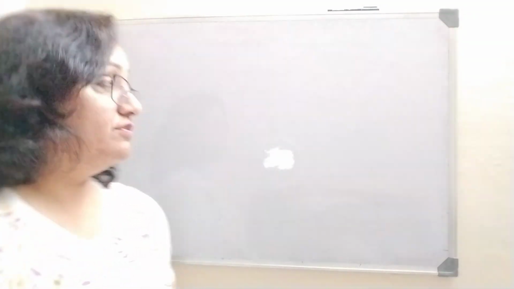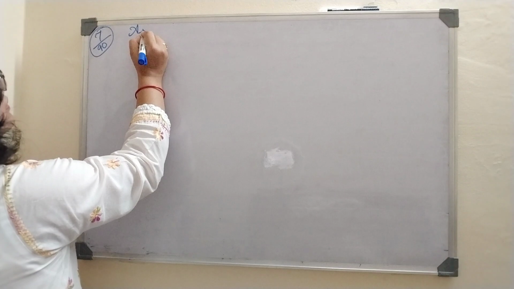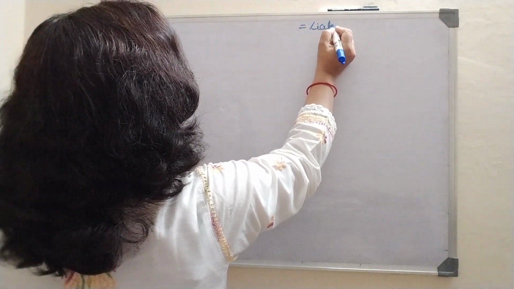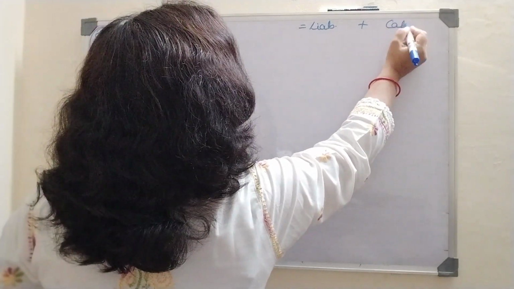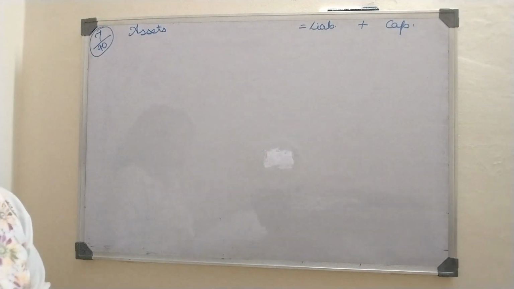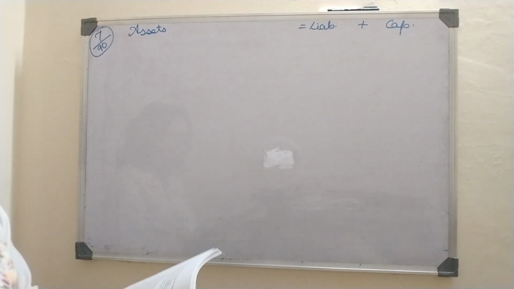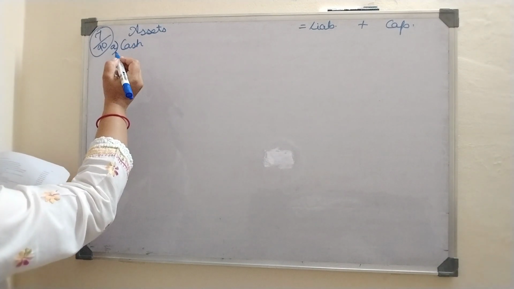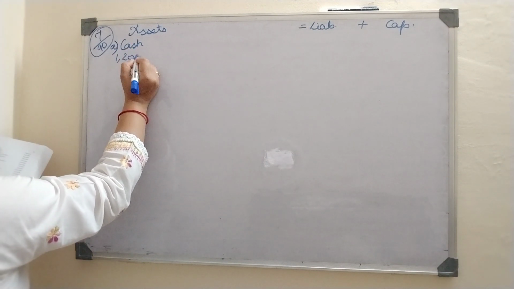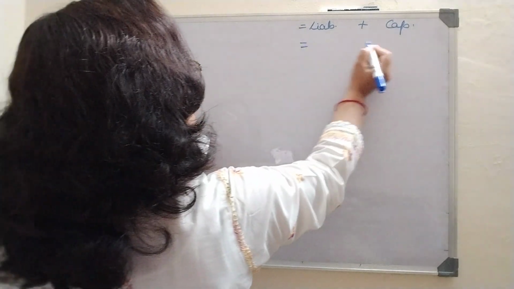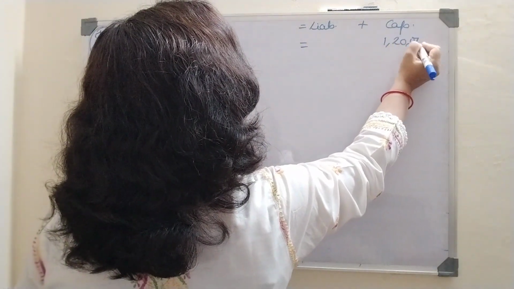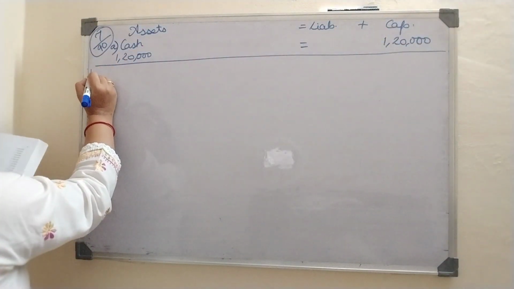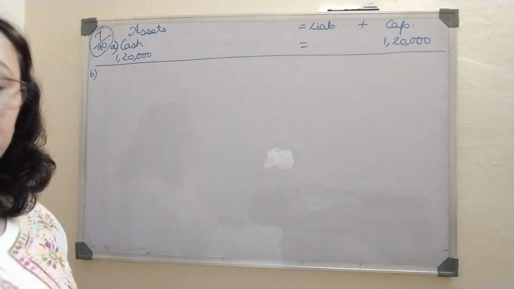The first thing we have to do is write the accounting equation. Right? So the first thing which is given to us is the A part, started business with cash. So on the assets we write cash 1,20,000 and this is the capital also. Without giving the total for this, because we know both the sides are equal, no need to write the total.